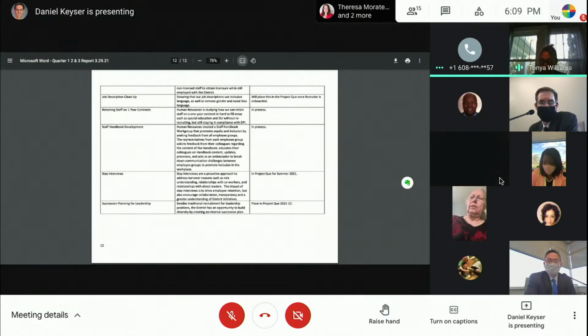In queue for the summer of 2021 is a stay interview project. As you know, exit interviews are provided by a third-party consultant, and we're losing some opportunities there. So using a tool such as stay interviews will drive some employee engagement, and hopefully we'll see some results in employee retention with the tool of stay interviews. And then, of course, succession planning for leadership positions.